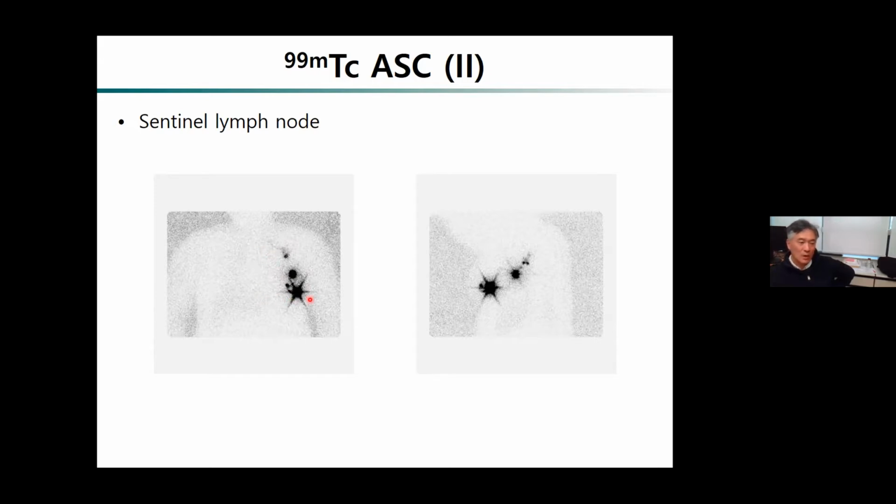So earlier we tried to use the technetium antimony sulfur colloidal structure for sentinel lymph node detection in breast cancer patients. But now we are focused on monocylated serum albumin labeled with technetium-99m.